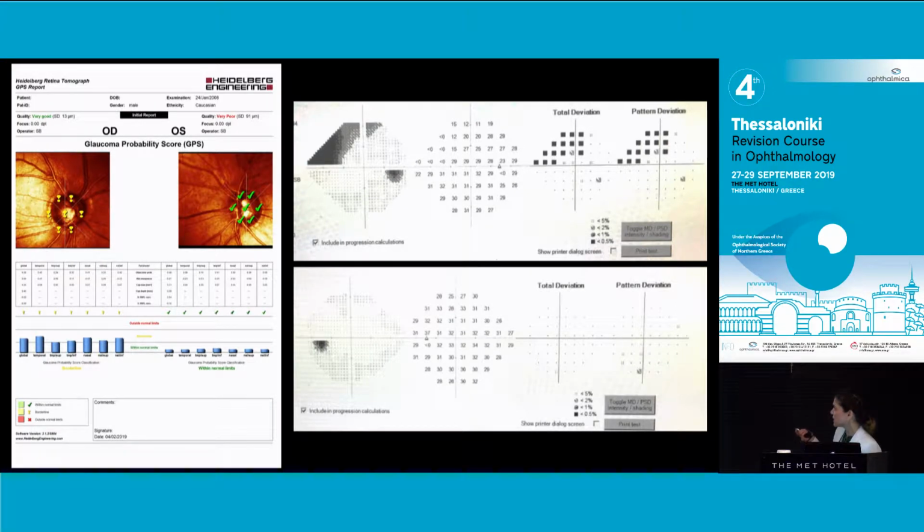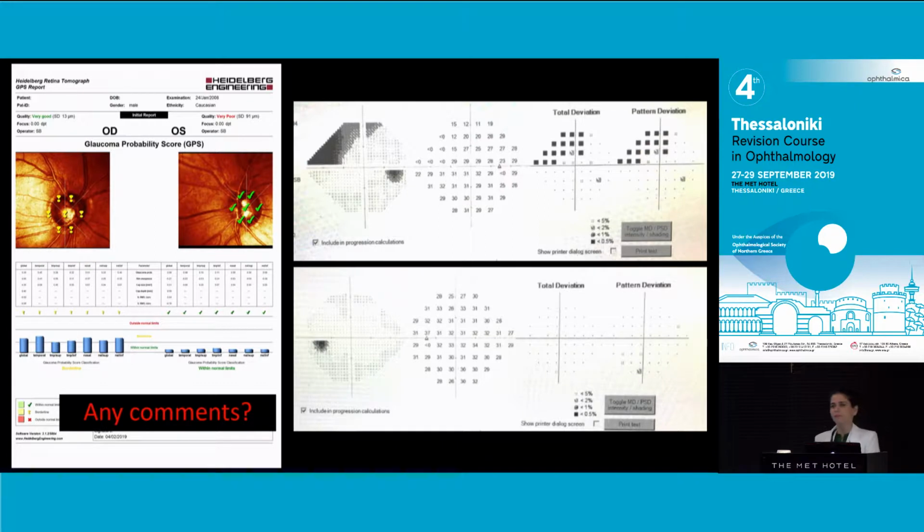Now, the HRT here says it's borderline. This is our baseline. The HRT doesn't classify this disc as abnormal, but the visual field is very typical glaucomatous, and it was confirmed. So this is glaucoma. The left disc is normal, and the left visual field is normal. So obviously no comments, because I made all the comments.